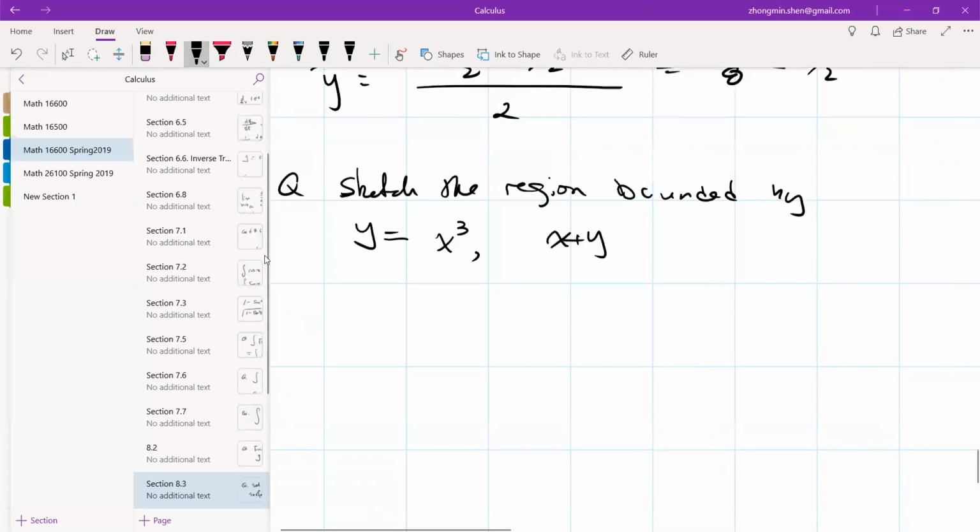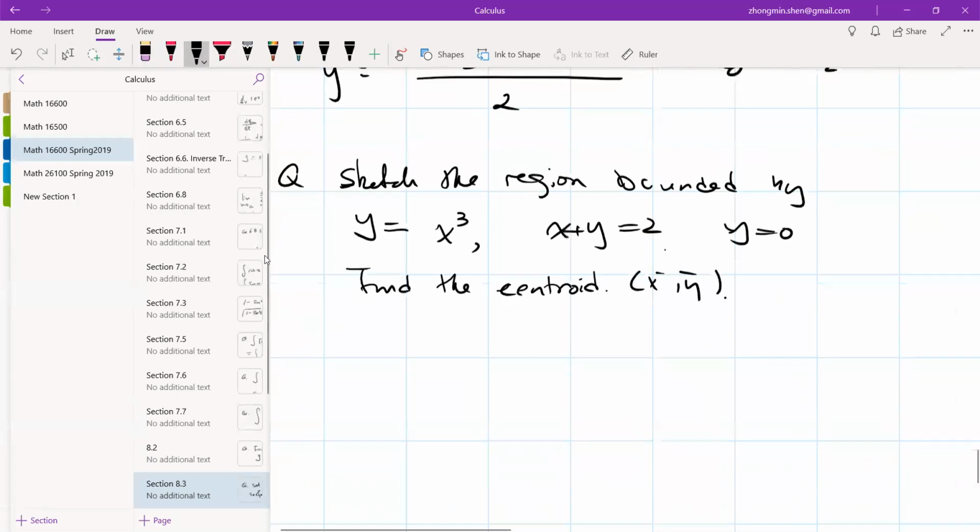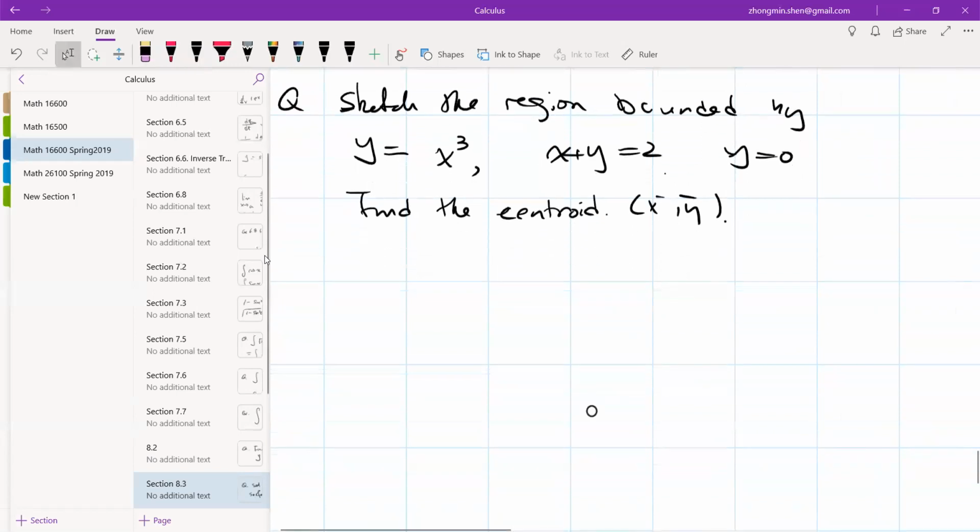X plus y equals 2 and y equals 0. All right. So then find the centroid. Right, that means x bar and y bar. Right, let's finish this problem. How do we do this problem? You have to sketch the graph first.